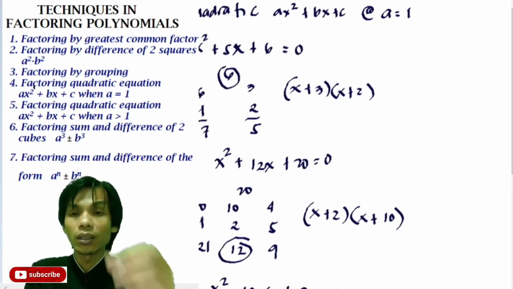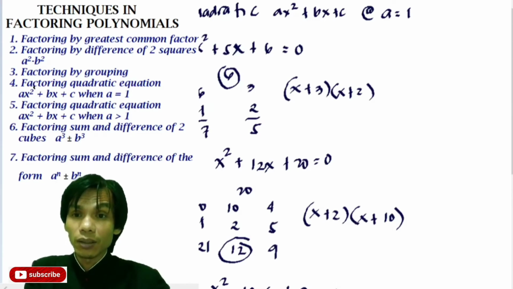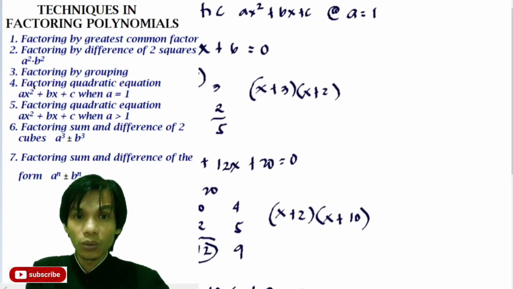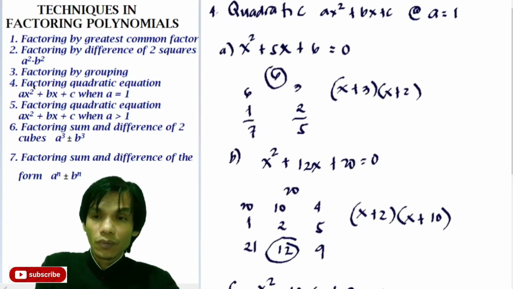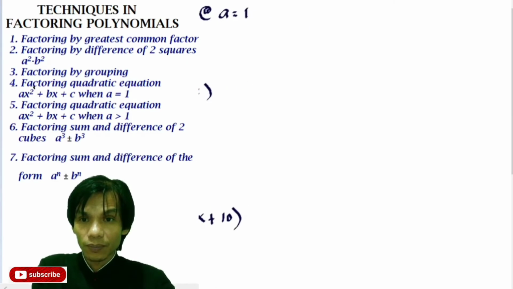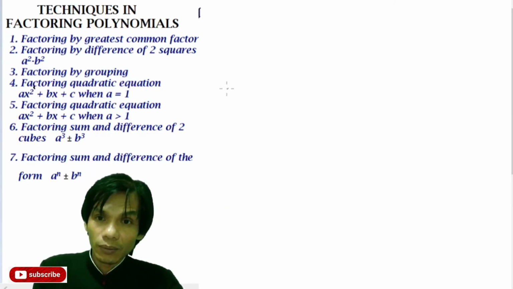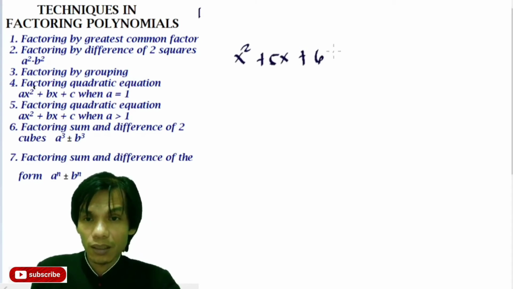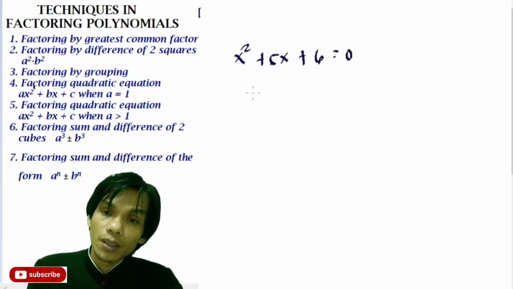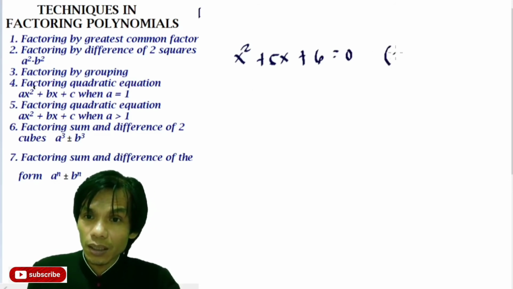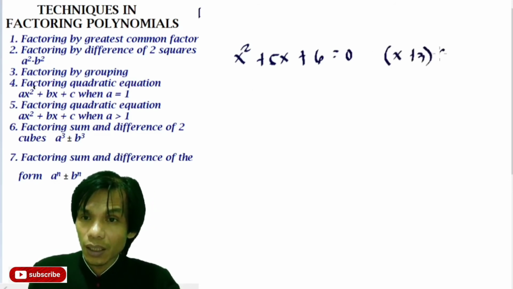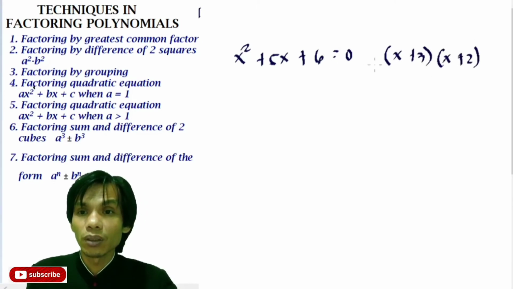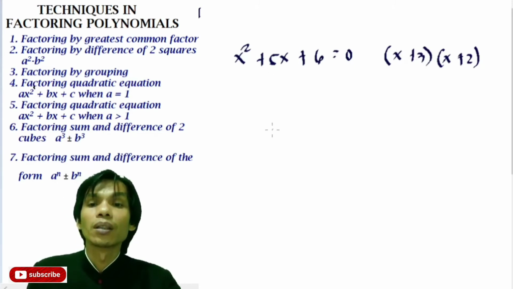O, sige, tandaan nyo. Ang kanyang factor ay x is equal to negative 3 and then x is equal to negative 2. Sige, subukan natin kunin. So, ano yung function natin kanina? Parang ang function natin is x squared plus 5x plus 6 and that is equal to 0, di ba? So, ang nakuha natin is x plus 3 and then x plus 2. Kasi nga, yun yung pagka pinag-add mo to, yun yung magiging middle term.